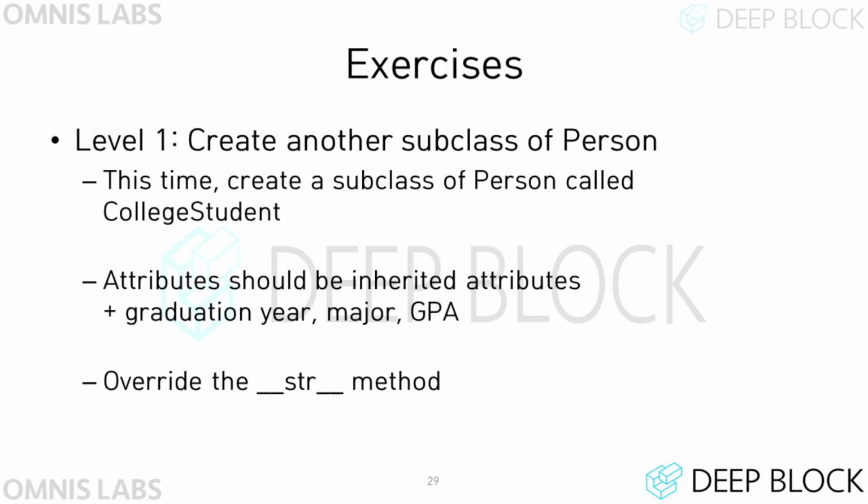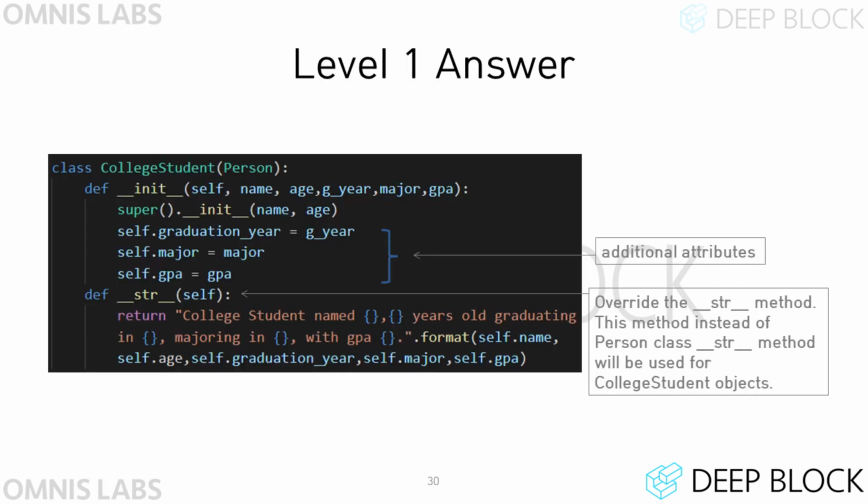Now, let's solve a practice problem. Let's implement a class called CollegeStudent, a child class of the person class that we implemented earlier. In addition to the inherited attributes, additionally make the year of graduation, major, and GPA as attributes. And try implementing it by overriding the string method. We can create a class called CollegeStudent by inheriting the person class as follows. In the case of the string method, you can implement it in a different way.